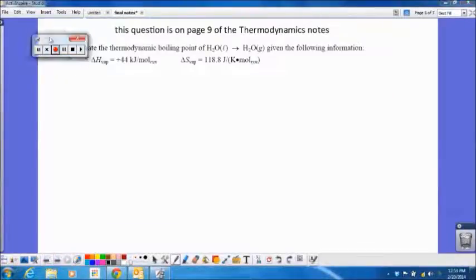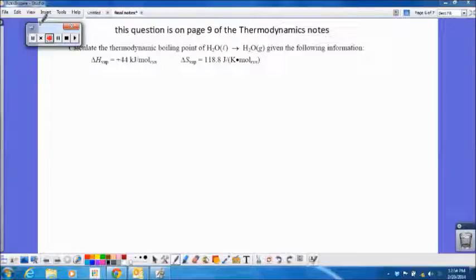Now, let's look at this one. I want to calculate the boiling point of H2O liquid going to H2O gas. So you need to remember back to first year chemistry, when you have a phase change, you have no temperature change because you have both liquid and gas existing. So this is an equilibrium situation. If I stay at the boiling point and maintain a constant boiling point temperature, I will set up an equilibrium between liquid and gas.